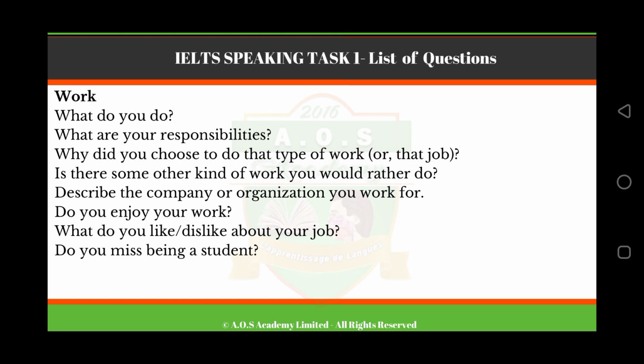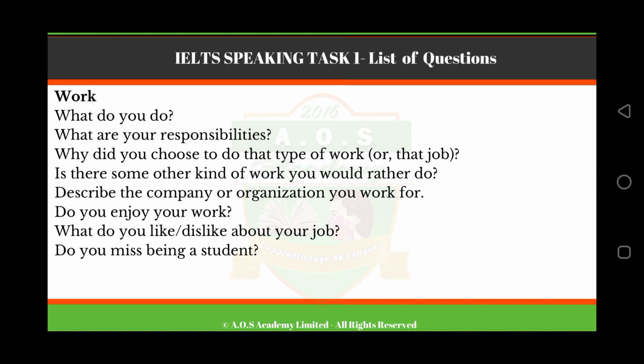Now, what do you do? For the past few months, I've been working for A.O.S Daily News as a news editor. This is my first job ever, and I'm working hard to contribute to the success of this prestigious newspaper. What are your responsibilities? As a part time editor, I am responsible for editing news related to current affairs as well as collecting information for the newspaper edition.